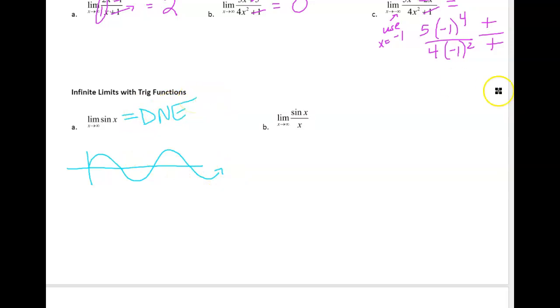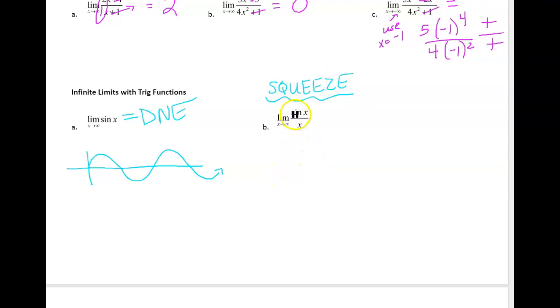Does that make sense? Okay. Now, the second function is completely different. On this one, I've got the sine of x over x. So this is where that squeeze theorem is going to come into play. And I know we didn't really talk about that, but this is where we'll see how it's used.